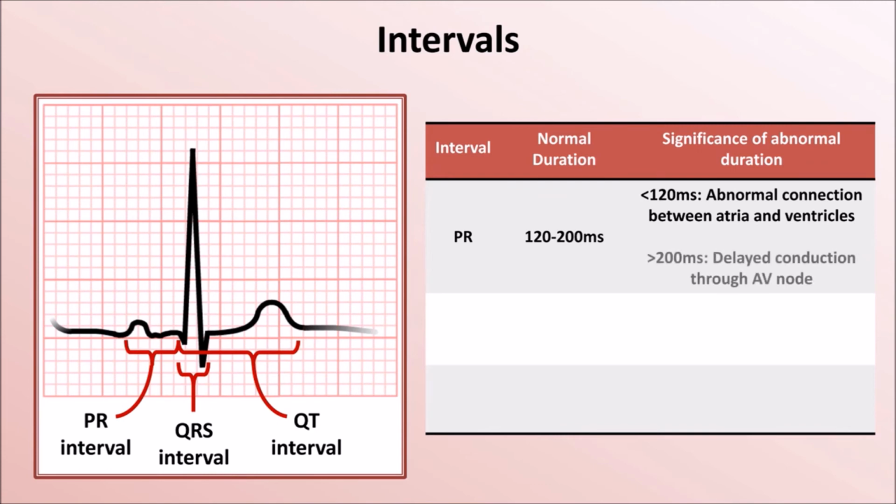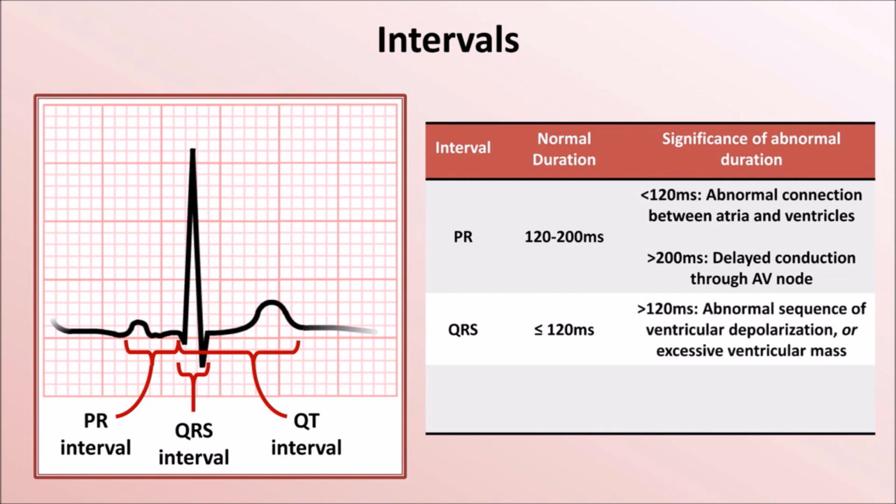An interval greater than 200 milliseconds implies delayed conduction through the AV node, usually caused by either age-related degeneration of the node, medications such as beta blockers and calcium channel blockers, or excessive input from the vagus nerve. The normal QRS interval is less than or equal to 120 milliseconds. An interval greater than 120 implies an abnormal sequence of ventricular depolarization or excessive ventricular mass.